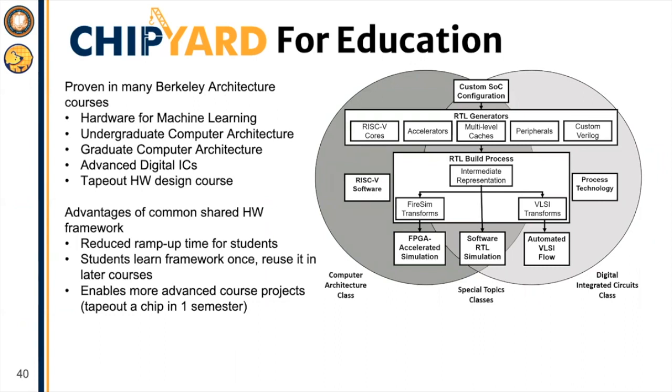And there are a couple of advantages of using this common shared hardware framework, one of which is a really reduced ramp-up time for students, right? So in the intro course, they learn how to drive the Chipyard simulators and get basic performance evaluations out. And in the next year, when they take hardware for machine learning, they can just jump right into designing a custom accelerator without having to set up an entirely new simulation or evaluation environment. And this is really what enables getting really advanced course projects done in a single semester: students can hit the ground running in these courses by using what they learned previously about how to use the system.